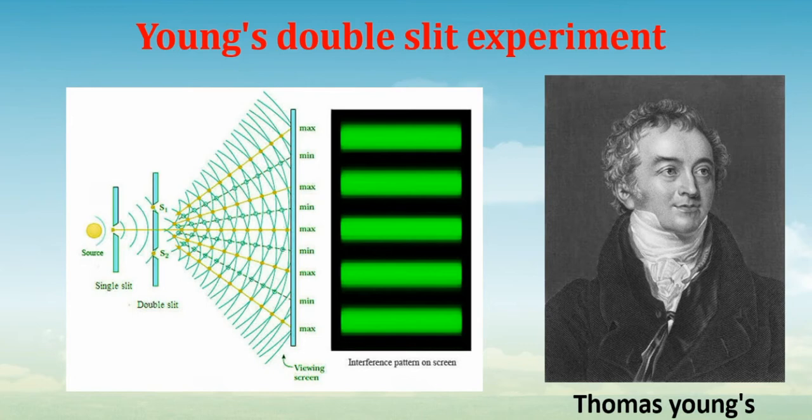The crest of one wave interferes with the crest of another wave. If the trough of one wave interferes with the trough of another wave, then the two light waves undergo constructive interference. That is why we will get maximum intensity. You can see these are the points at which light underwent constructive interference. So the crest of one wave interferes with the crest of another wave.